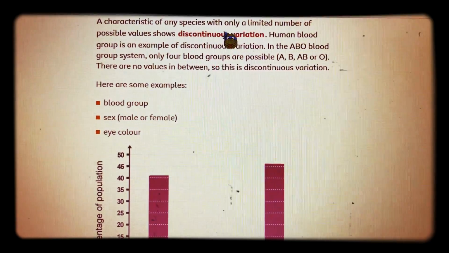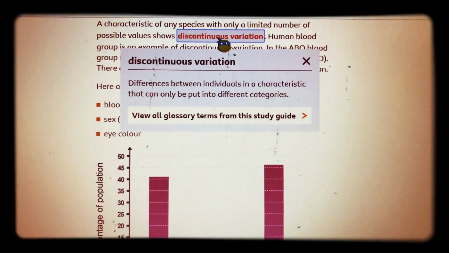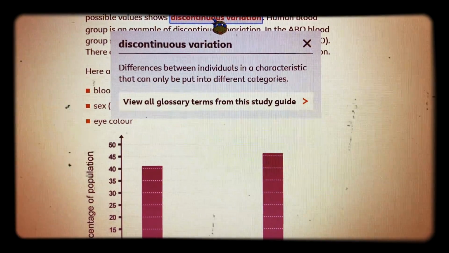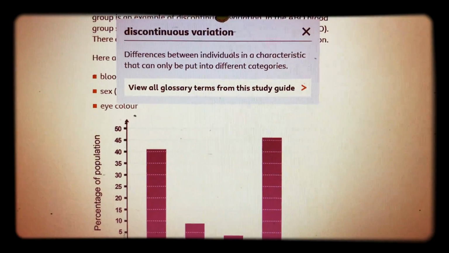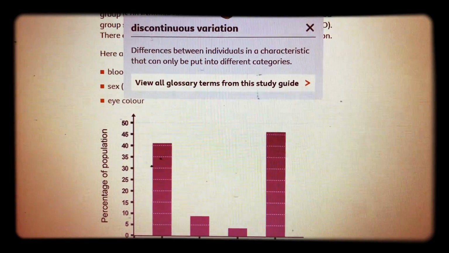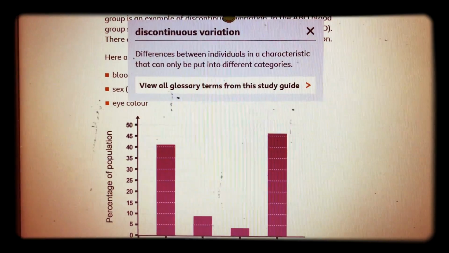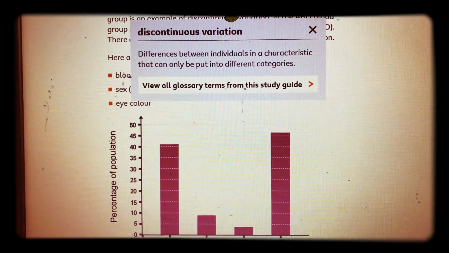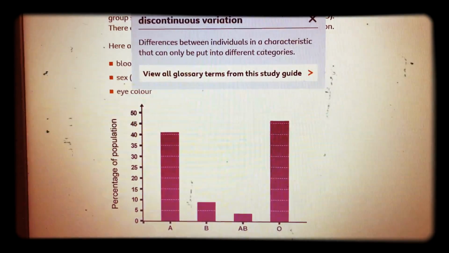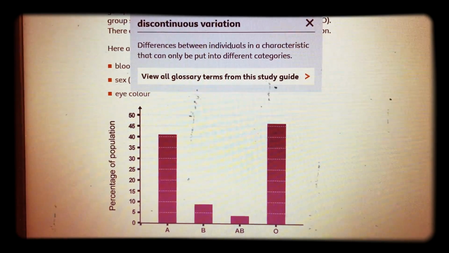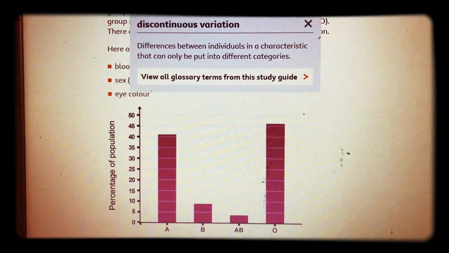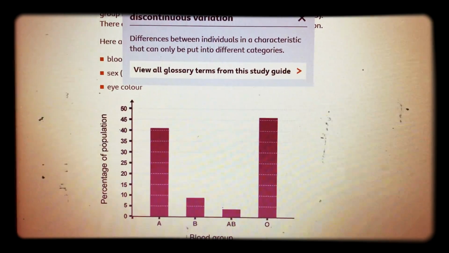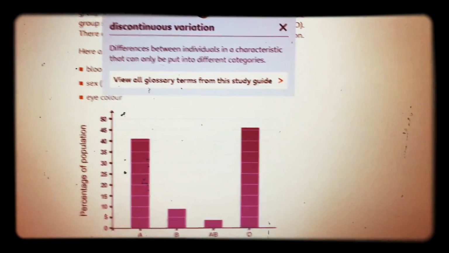Now, discontinuous variation comes about when you have a characteristic with only a limited number of possible values. So there are 4 blood groups. You can't have a mix of A and O. You're either A, B, AB, or O. Those are your different blood groups. Discontinuous variation is the differences between individuals in a characteristic that can only be put into different categories.